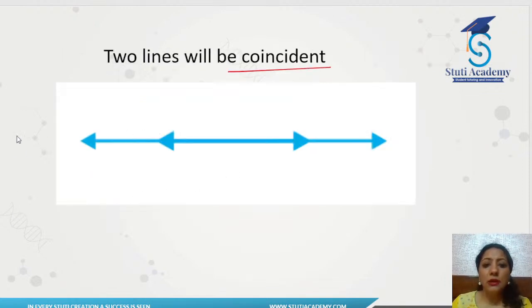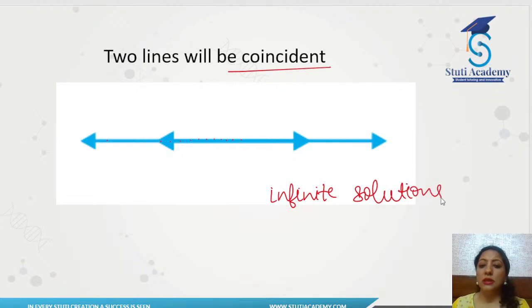Now let's discuss the third case, where the lines are coincident. The lines are overlapping, one on the other. In this case, just see how many points in common do we have? So many points in common, isn't it? There are an infinite number of points which are common to both the lines. So we can say that there are infinite points which satisfy both the equations simultaneously. So this is the case of infinite solutions.